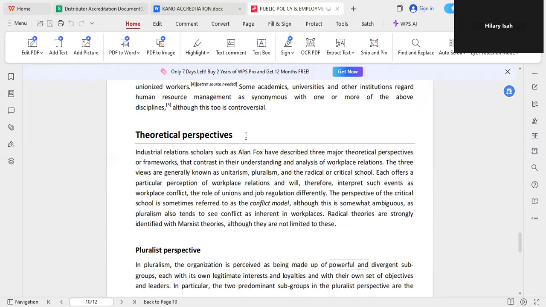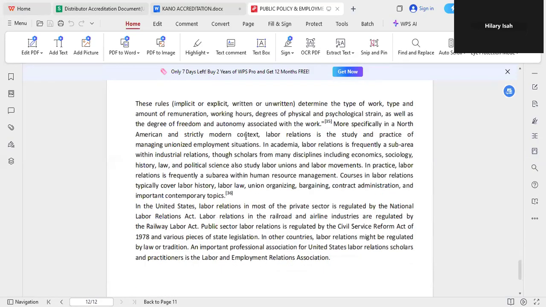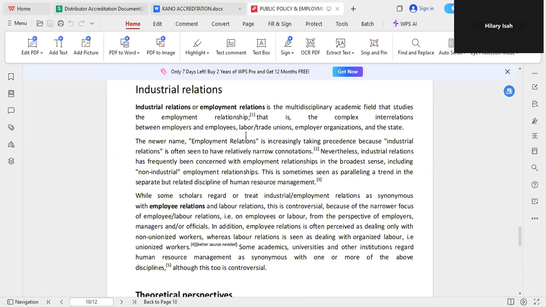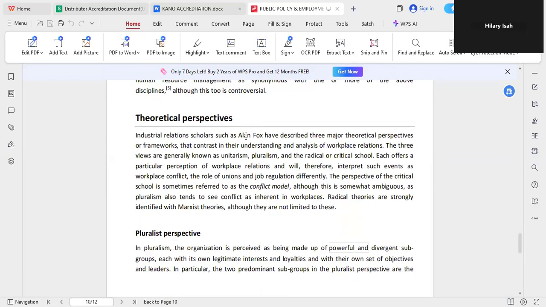So let's look at what we call theoretical perspectives. Now, industrial or employment relations scholars such as Alan Fox have described three major theoretical perspectives, which we're going to be examining, that construct the understanding and the analysis of workplace relations. The three views are generally known as unitarism, pluralism, and the radical or critical school. Each offers a particular perspective on workplace relations and will therefore interpret events such as workplace conflict, the role of unions, and job regulation differently.